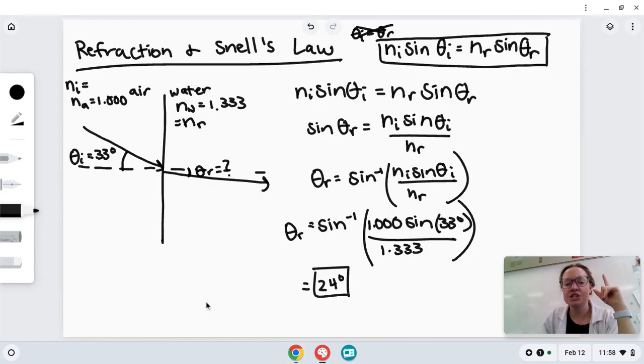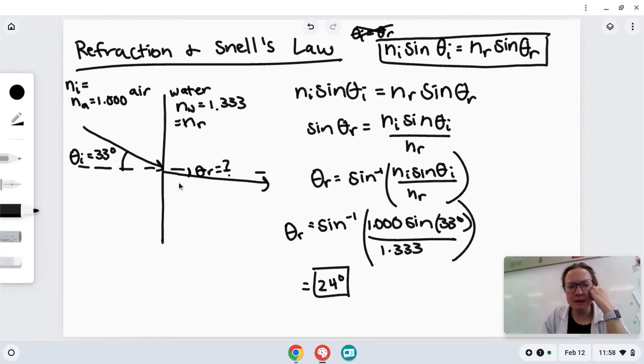Hey, check it. Look at this diagram. Does it make sense to you that this angle would be 24 degrees? You said, yeah, because it's supposed to be less than 33 degrees. And I get over here that my angle is, in fact, less than 33 degrees. It's 24 degrees. There's a little practice with Snell's law.